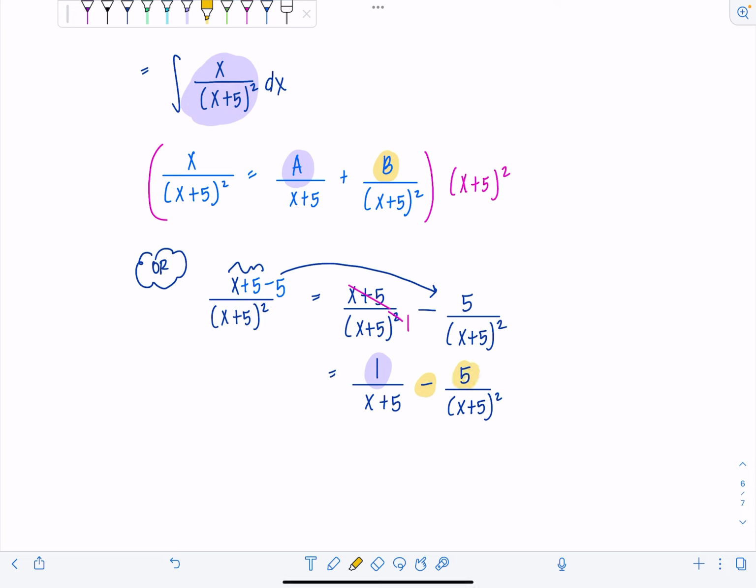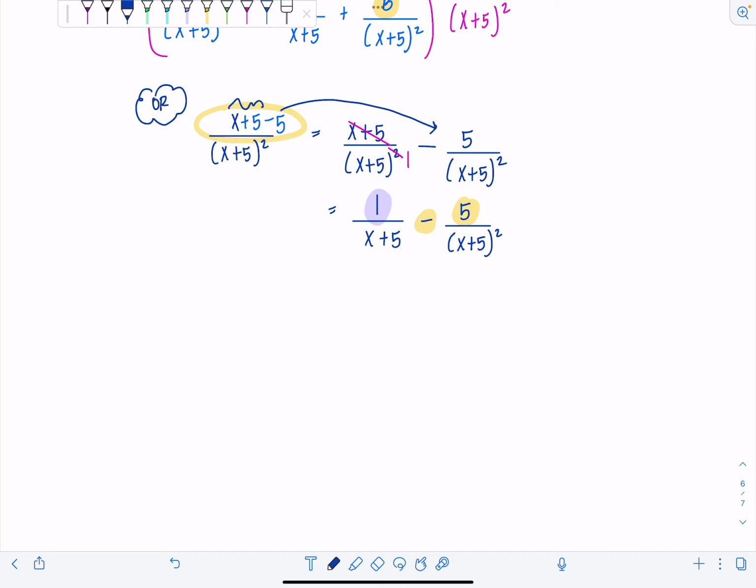Okay? Sometimes doing this plus or minus 5 business, though, makes students nervous. So you don't have to do it. I just want to show you some options. It's pretty slick, though, right? I always feel a little fancy when I bust out that maneuver. Okay, so from here, if you hated that, then just do the partial fractions. Make sure you can get the right constants. And we're going to be integrating 1 over x plus 5 minus, you know how I'm going to write the next term for you? I'm going to write it as 5 times (x plus 5) to the negative second dx.